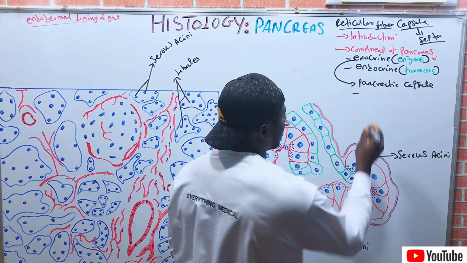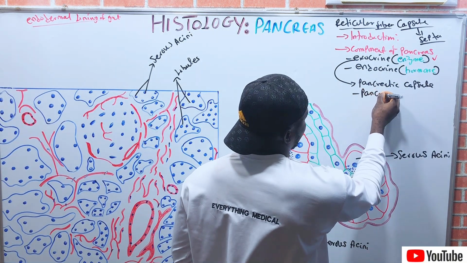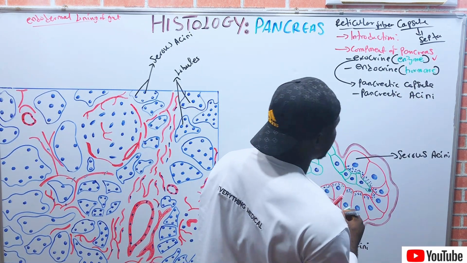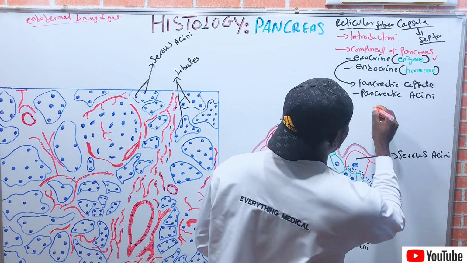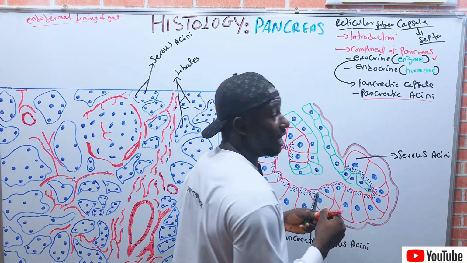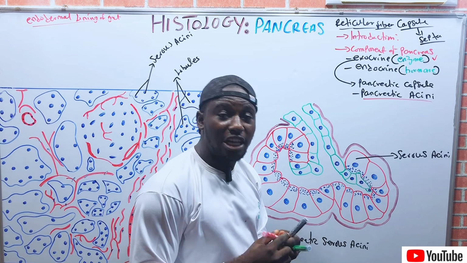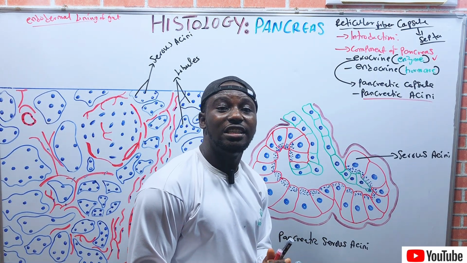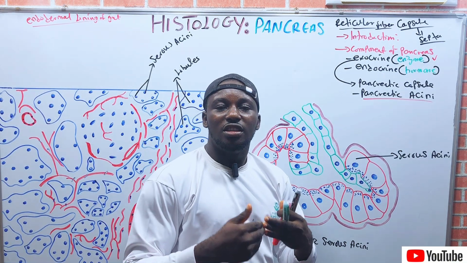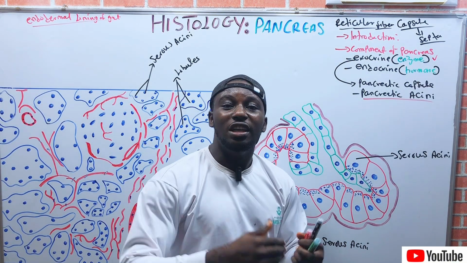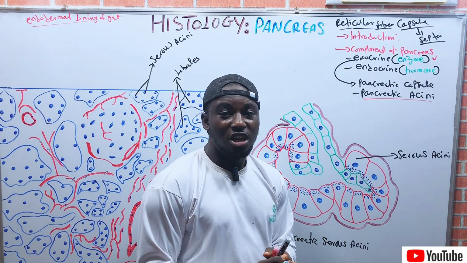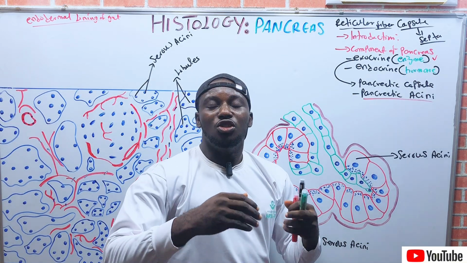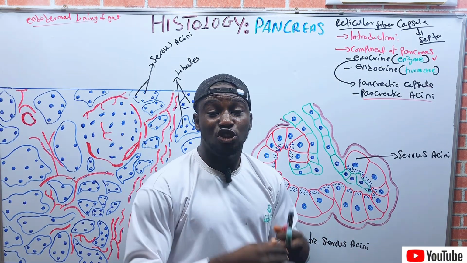Now, the next feature we shall be discussing under the exocrine component of the pancreas is the pancreatic acini. This is a vital component of the exocrine segment of the pancreas. What is the pancreatic acini? The pancreatic acini is the secretory element of the exocrine component of the pancreas, which usually appears long and tubular.